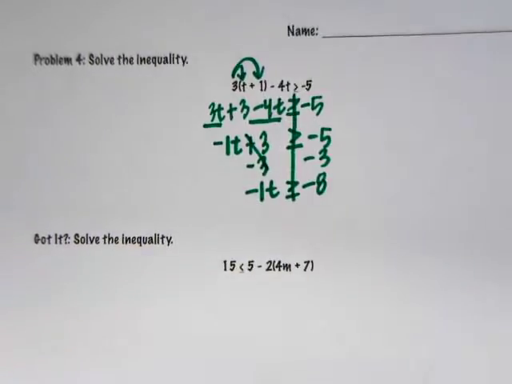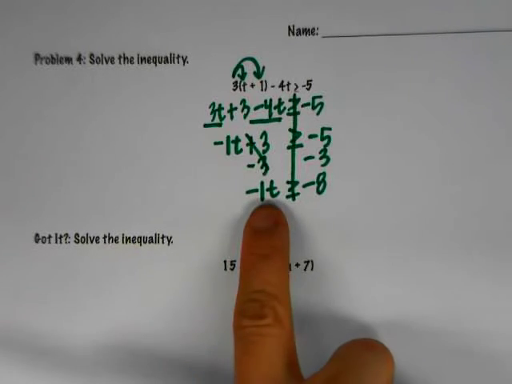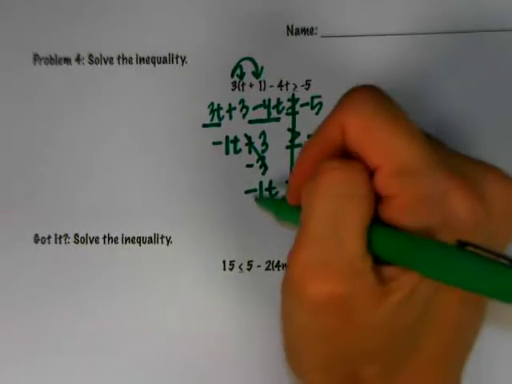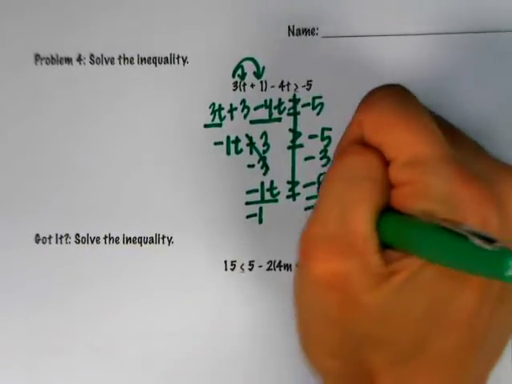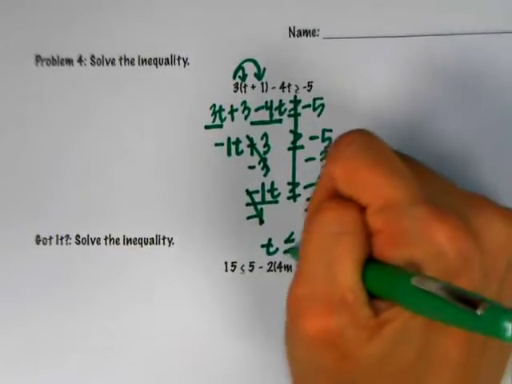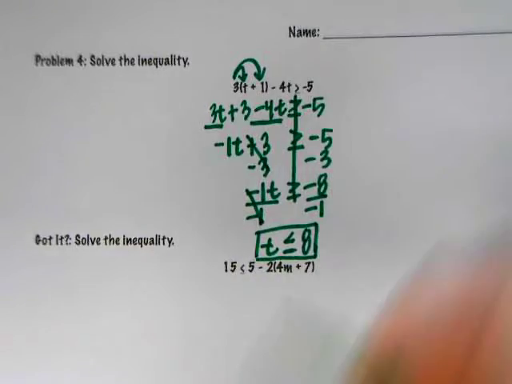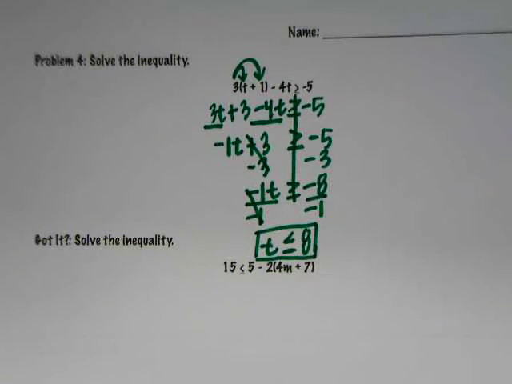Okay. And then if you're not in the habit of writing the ones, if you were just to do negative t, I still want you guys to realize that that's still not done, okay? So what do I have to divide by to make it a positive? Negative. And since I'm dividing by negative, what do I have to do? Flip this side. So t is less than or equal to 8. Make sense?